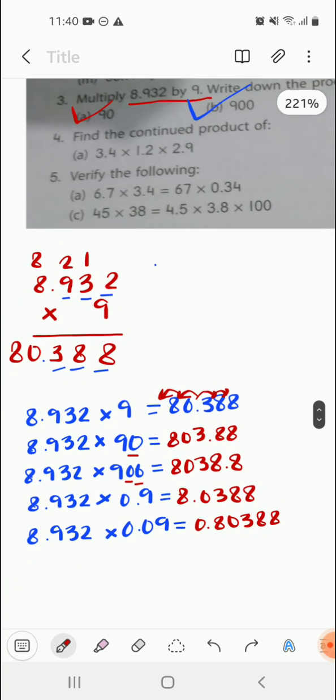So this is how you can do it mentally. Do it once, and rest of the time you just have to do it mentally by shifting the decimal point to the right in case there are zeros added, and to the left in case there is decimal point shifting to the left.